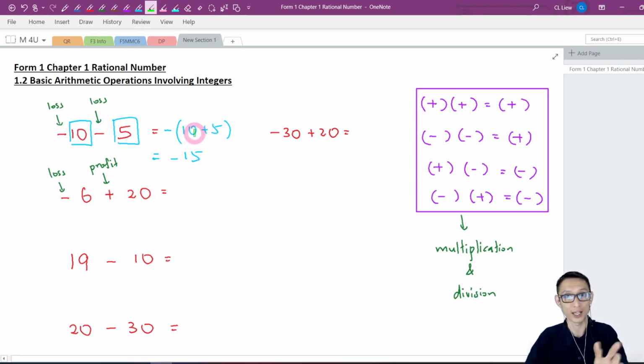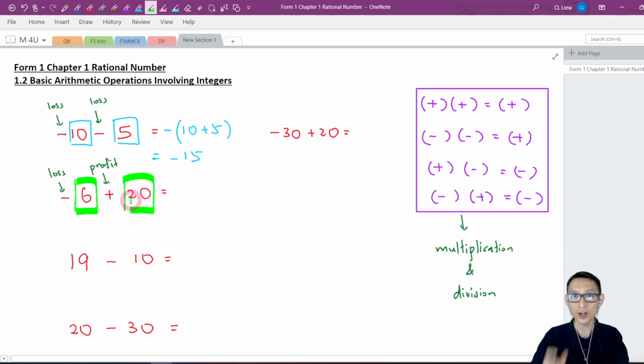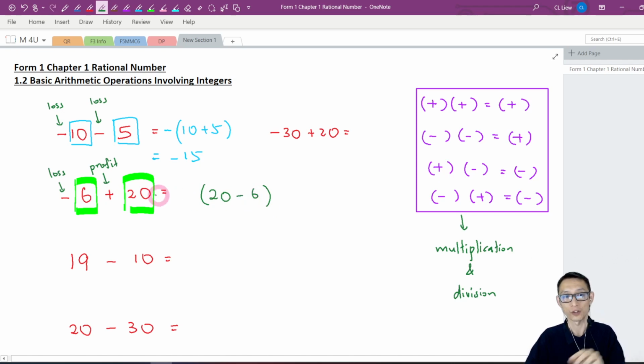For the same sign, we add the two numbers together, and for these two numbers, we see they are different signs. Different sign, find the difference. Same sign, find the sum. Add up the two numbers together and follow their sign. Okay. Find the difference between these two numbers, 20 minus 6, and then follow the sign of the larger number. So this number is larger, it means it's more profit. The profit is more than the loss. So your final answer must be a profit, right? Plus.